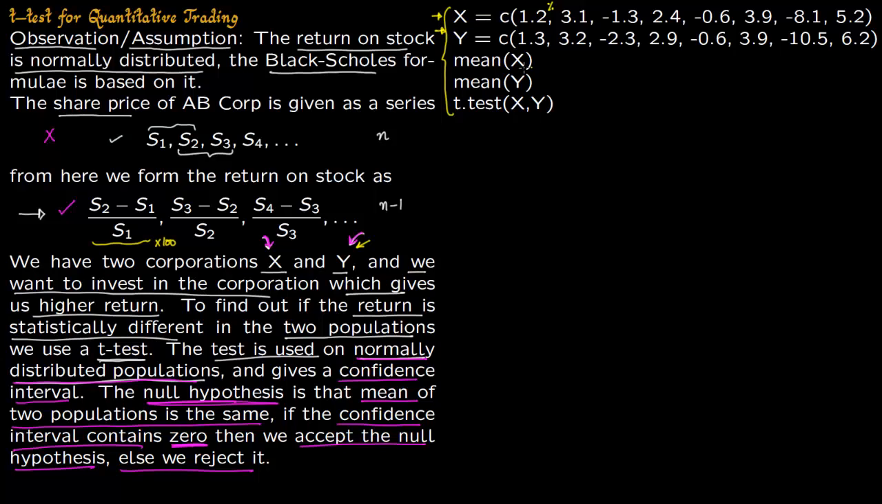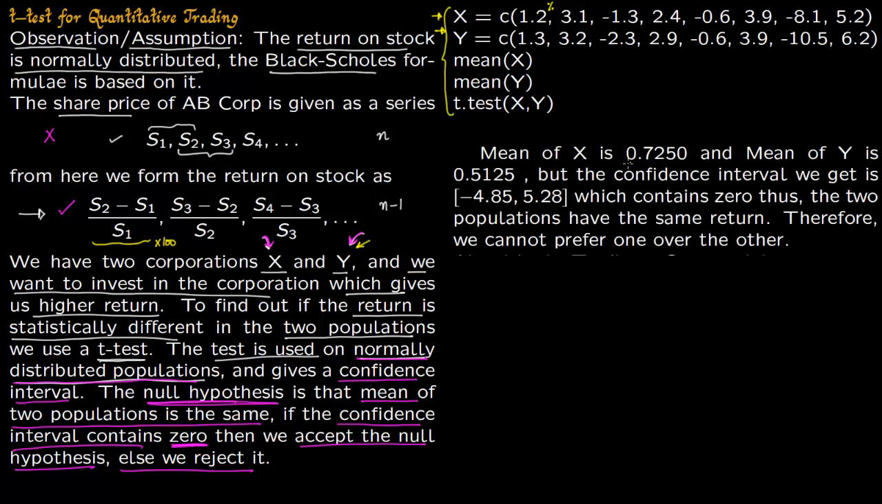You can just run mean of X and mean of Y. If you run mean of X, you get 0.7250, and if you run mean of Y, you get 0.5125. Now mathematically, 0.72 is greater than 0.51. But statistically, are these different? Because this difference in mean could just be because of some randomness of stock prices. So what you do is you run a t-test, and this is the command for the t-test. You run this in R, and immediately you get a confidence interval out.